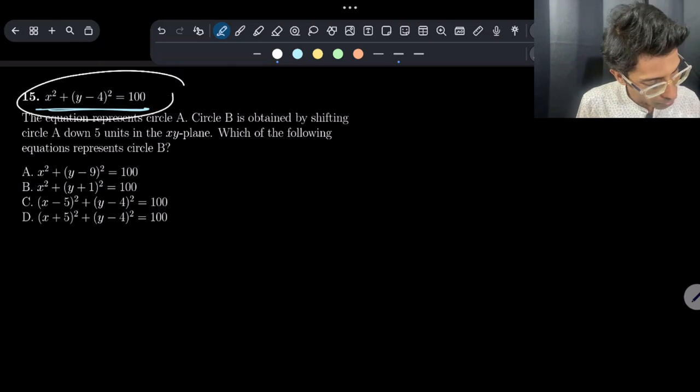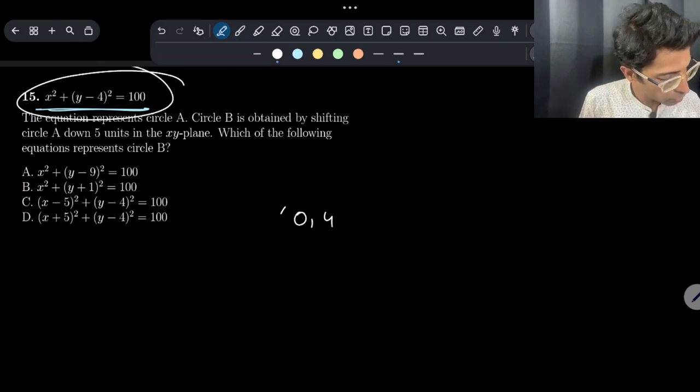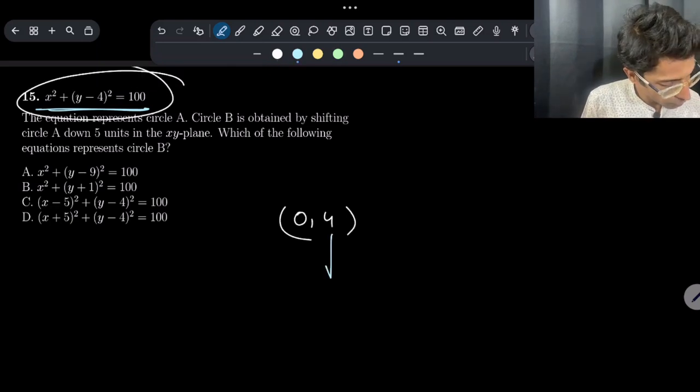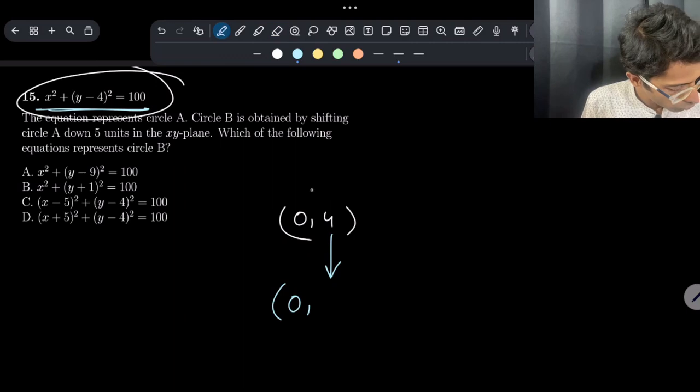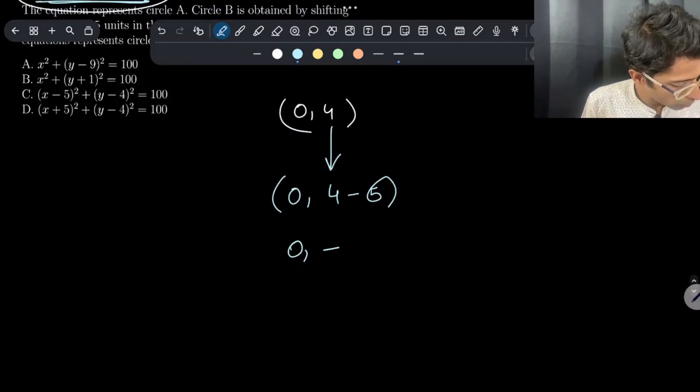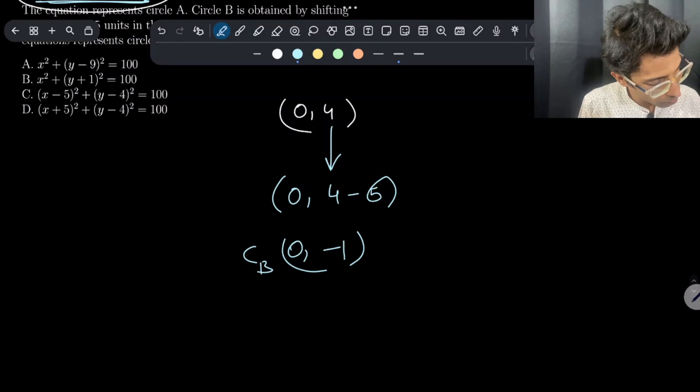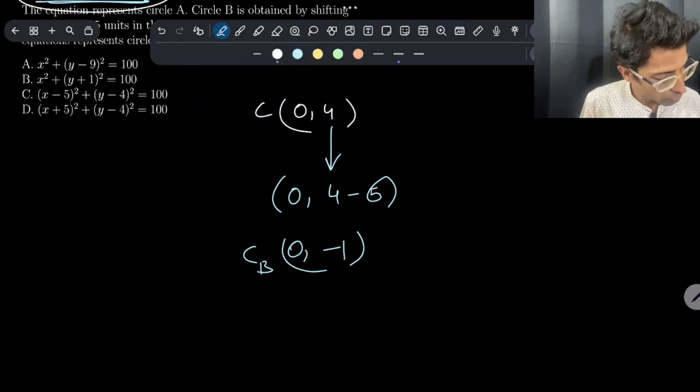So let me quickly write down the center of the circle, 0, 4. I am shifting this down by 5 units. So the new center is 4 minus 5. So that comes out to be 0, -1. That is the center of circle B. This is the center of circle A.